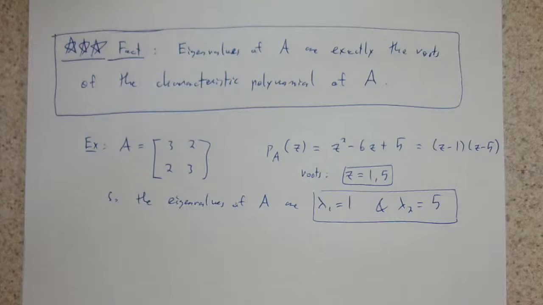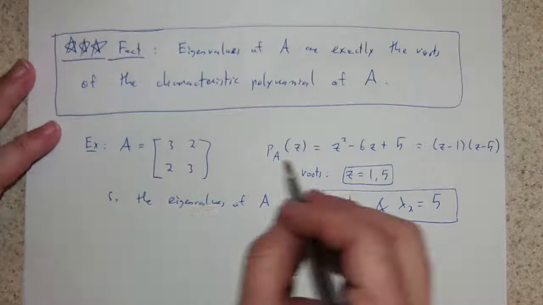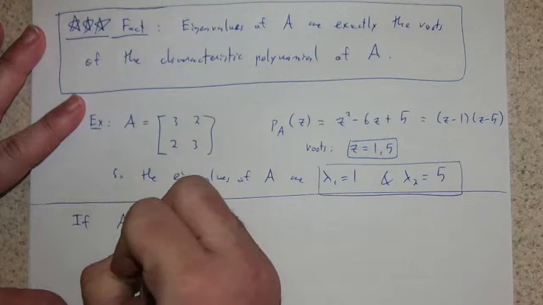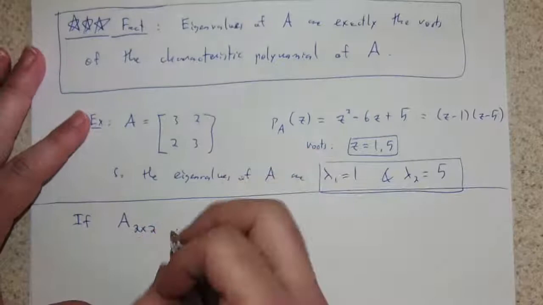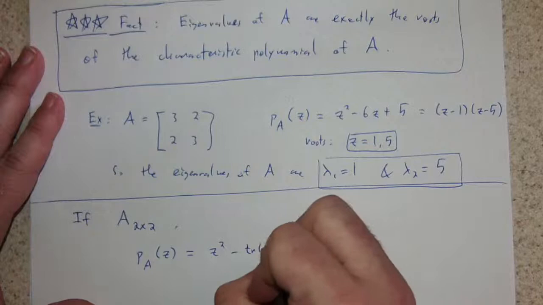Now, we still have a lot of work to do. We have to figure out how to find eigenvectors associated to each eigenvalue, and we'll get to that. The first thing I wanted to say is, generally, it would take some effort to compute the characteristic polynomial. You'd have to compute that determinant for a large matrix. That could be really nasty. But if A is a 2x2 matrix, then the characteristic polynomial of A is actually really easy. It's z squared minus the trace of A times z plus the determinant of A.